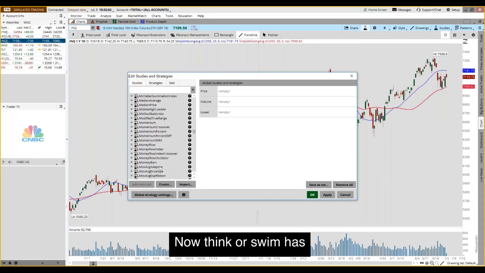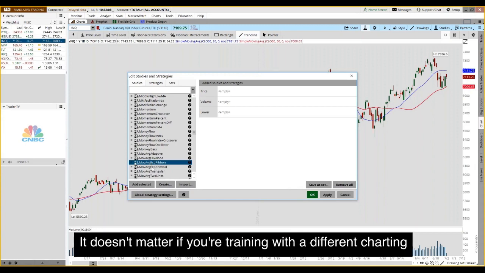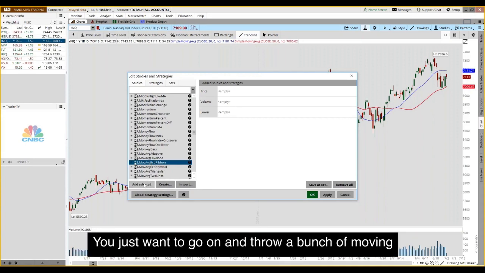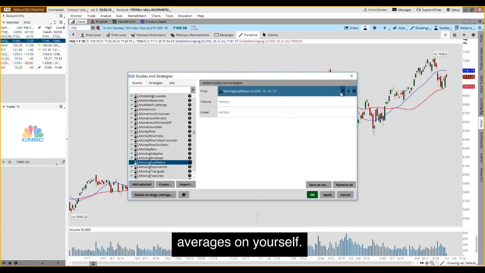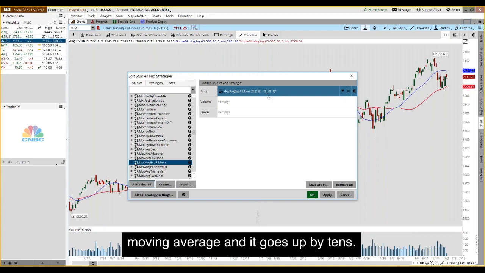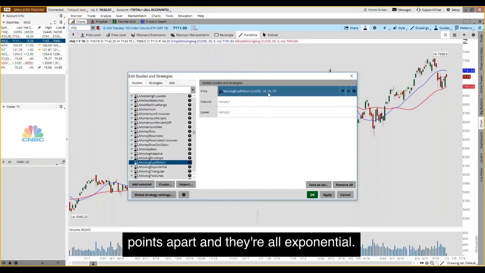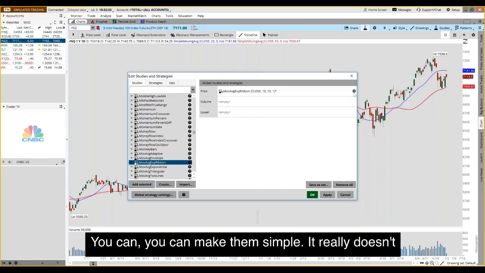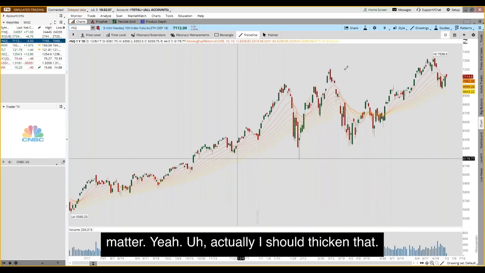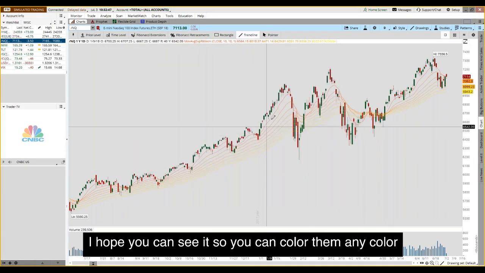Now, Thinkorswim has here moving average exponential ribbon, okay? It doesn't matter if you're trading with a different charting platform that doesn't have this, you just want to go on and throw a bunch of moving averages on yourself. What this ribbon consists of is it starts with the 10 period moving average and it goes up by tens. In other words, it puts the 10, 20, 30, 40, 50, 60, 70, 80, 8 of them on, all 10 points apart, and they're all exponential. You can make them simple. It really doesn't matter. I hope you can see it.